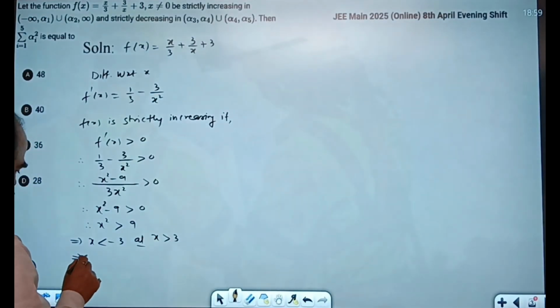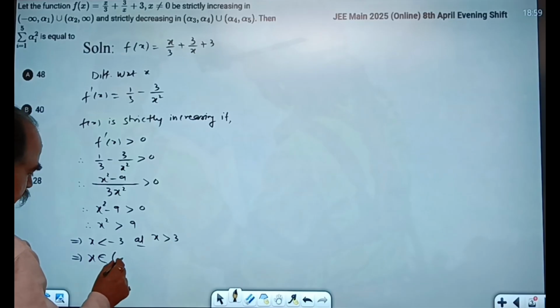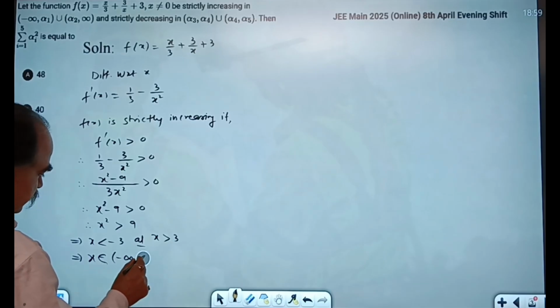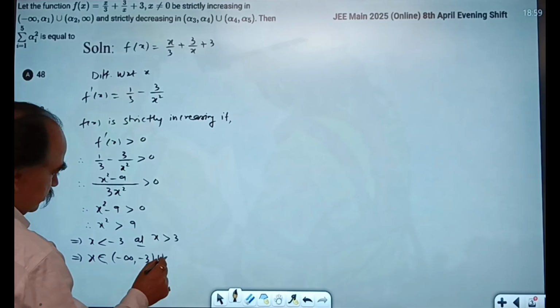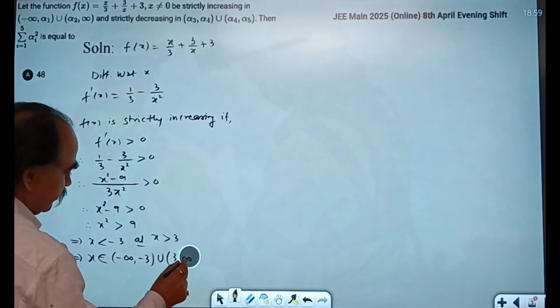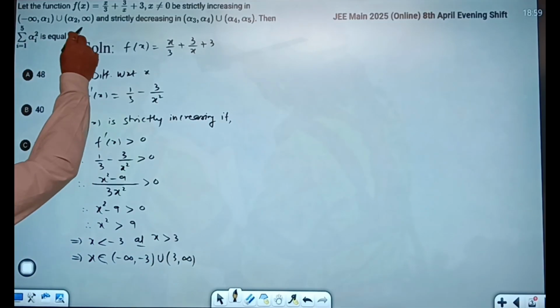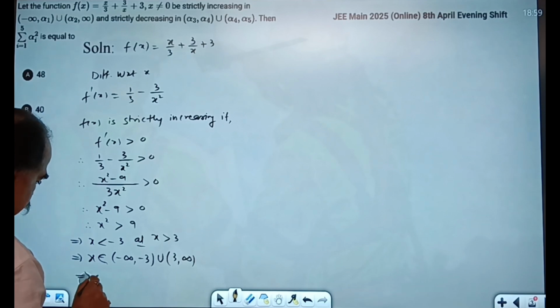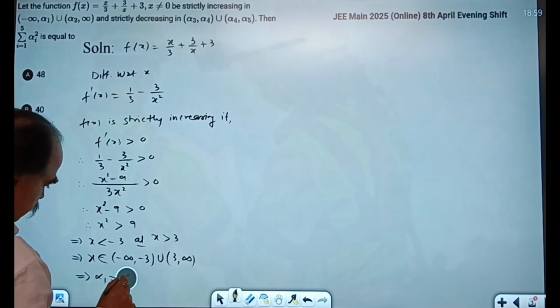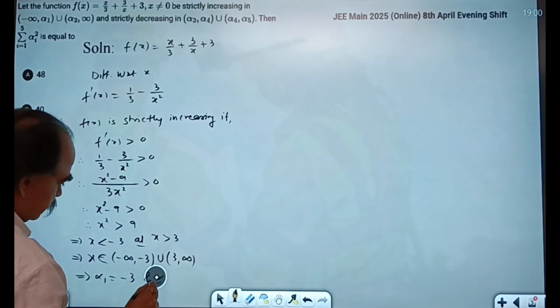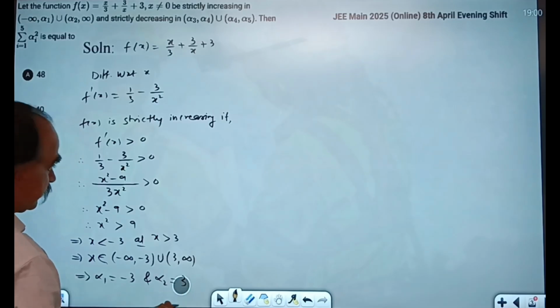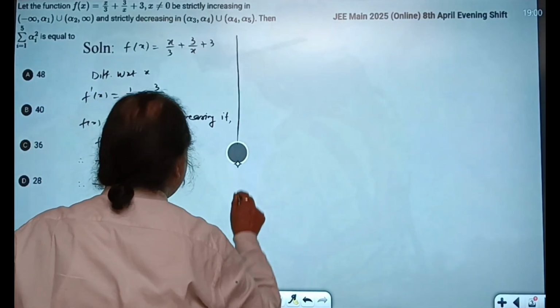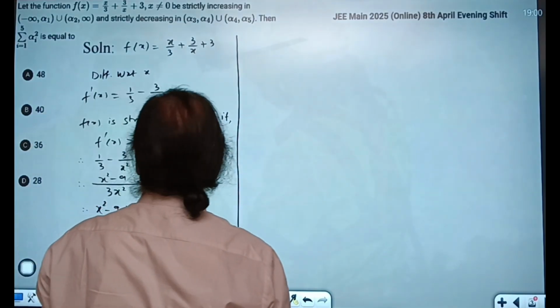So this implies that x belongs to minus infinity to minus 3 union plus 3 to infinity. So according to the interval, it is increasing in minus infinity to alpha 1. So this implies alpha 1 is minus 3 and alpha 2 is plus 3.